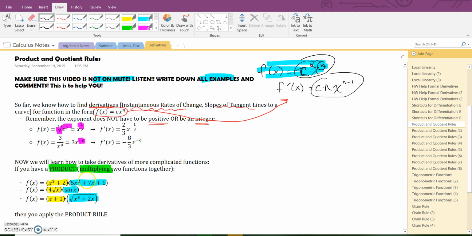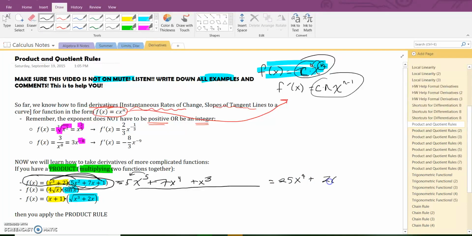Now, what I want you to realize is in this function right here, you might be thinking, well, why do I have to use the product rule? Because can't I just FOIL this thing out and get something like 5x to the fifth, and then 7x to the fourth, and x cubed, and then you could keep FOILing this thing out, and then you would just have 6 terms, and you could technically do the derivative of each term one by one, like this. But whenever there's a ton of FOILing that you have to do, it's just a lot easier to do product rule. We'll see why as we do more examples.